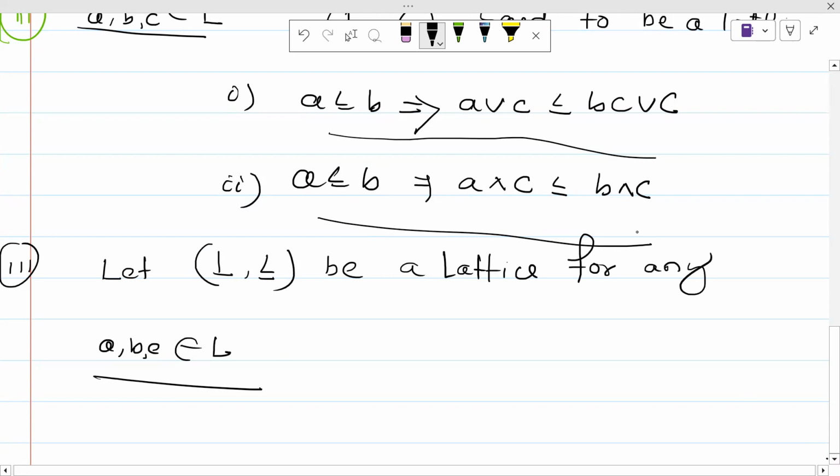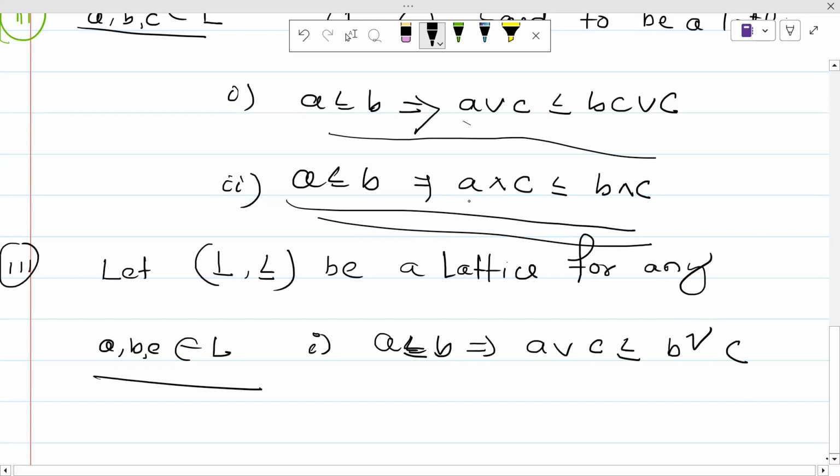Another property was also there. A less than equal to B implies A disjunction C less than equal to B disjunction C. We have already told this also. And this is also the same property, A conjunction C and B conjunction C, this is also called a lattice. We have already explained this.